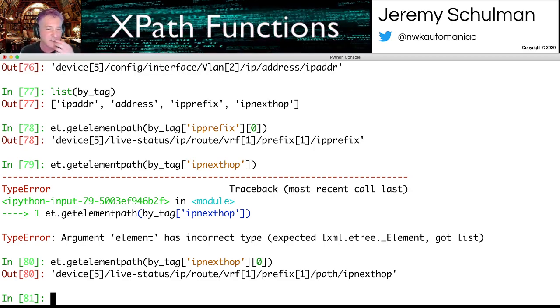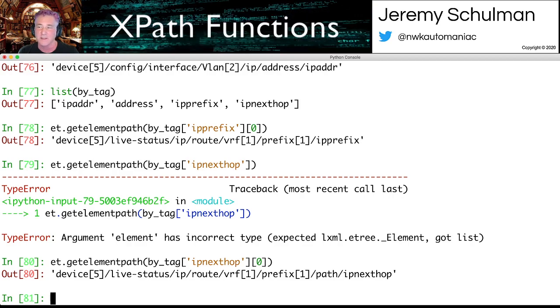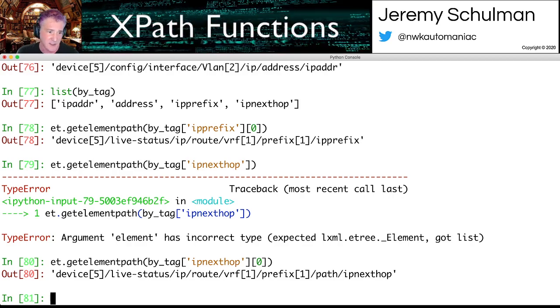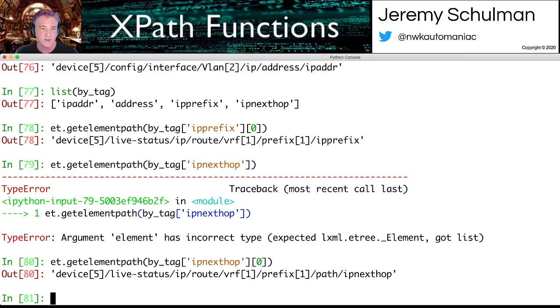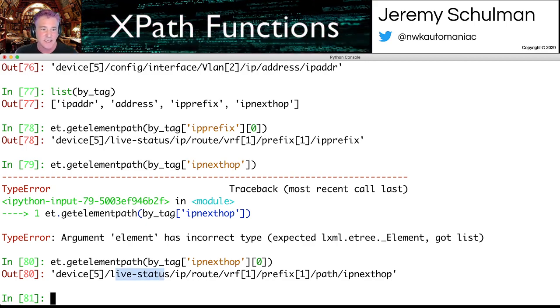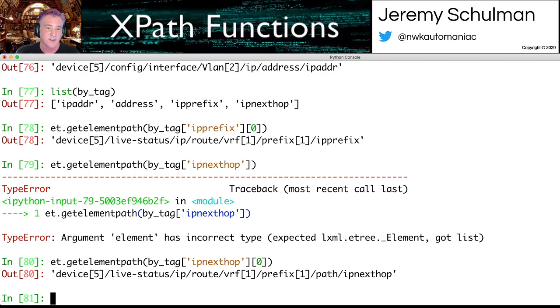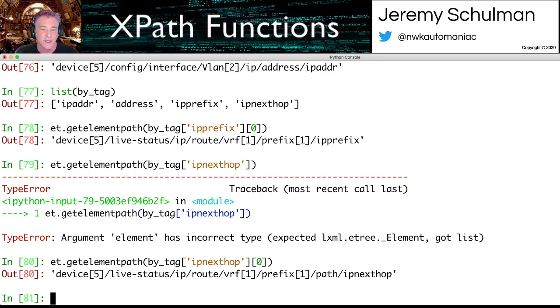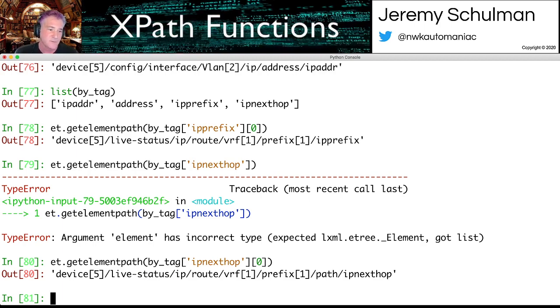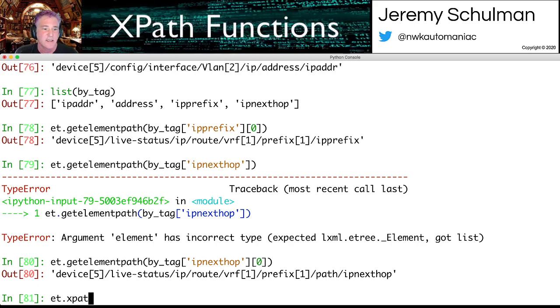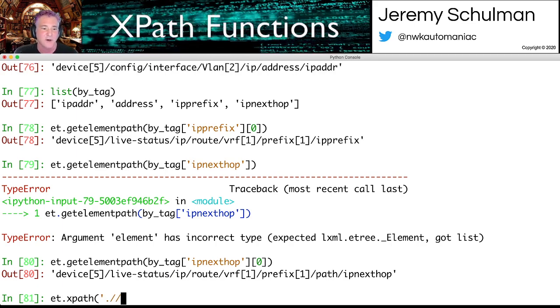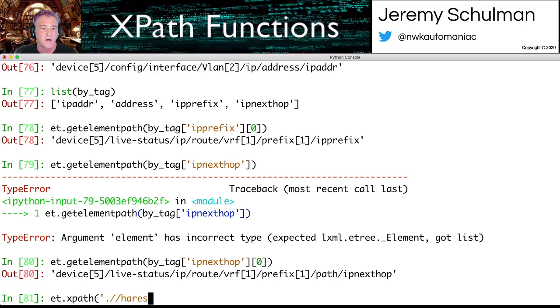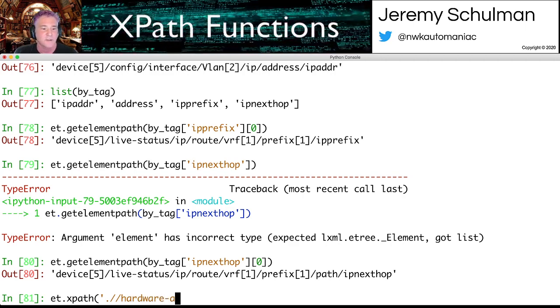There's one more thing that I want to show you that I think is such a common use case that I'm going to demonstrate it pretty quickly. Inside the data, I know that there's this live status, and inside that live status, there's a MAC address table. So if I wanted to go find that, for example, I could say, I know for a fact that there are hardware addrs.